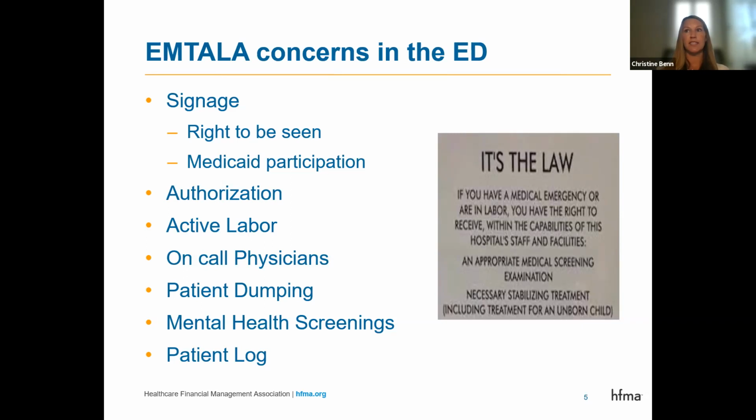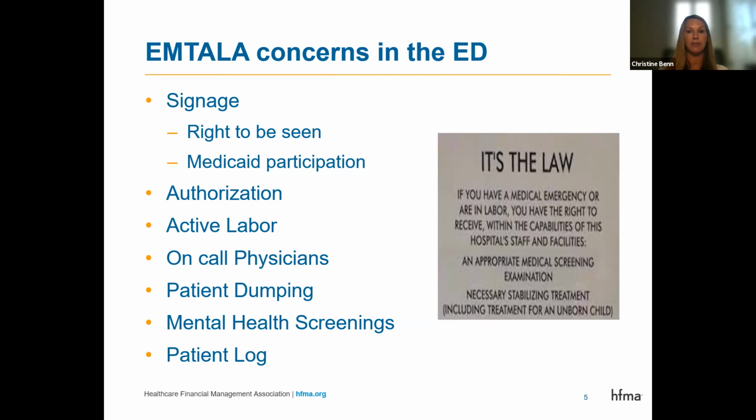EMTALA concerns in the ED. One of the most important parts of EMTALA is signage. The signage must be easily seen, and it must notify patients of their rights to be seen, examined, and treated, along with the hospital's participation in Medicaid. Prior authorization is not allowed for emergency department services prior to medical screening and stabilizing treatment. Women in active labor must also receive services through to delivery.